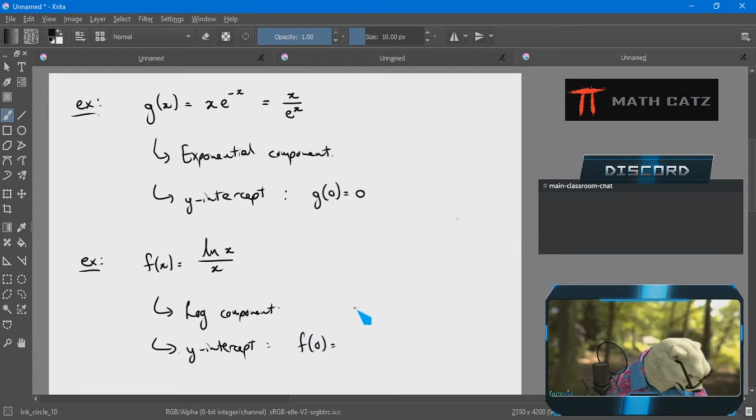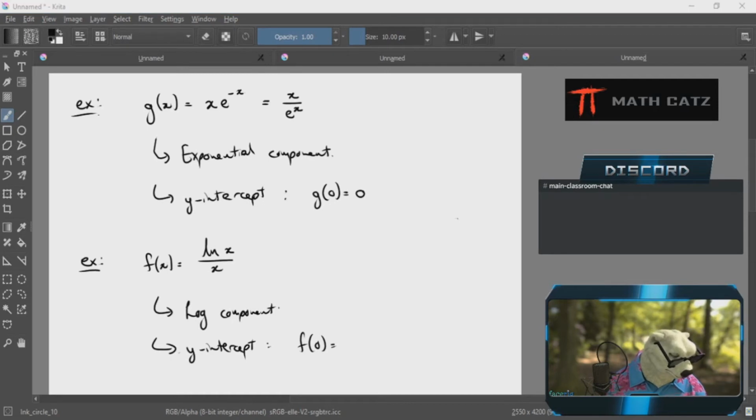Now you can say stuff. You came all this way because you want to have a back and forth discussion, except for the person I muted. What is the y-intercept for this function f? What would you say?